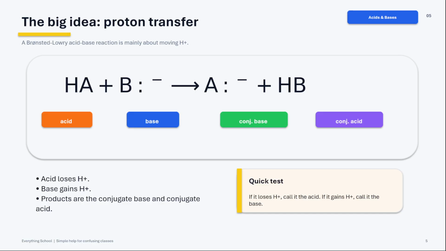The acid does not disappear. It becomes the conjugate base. The base does not disappear either. It becomes the conjugate acid.